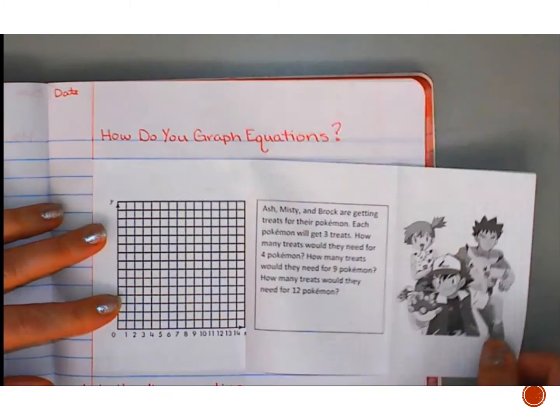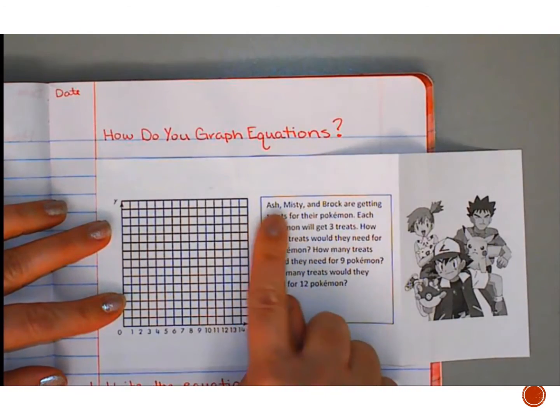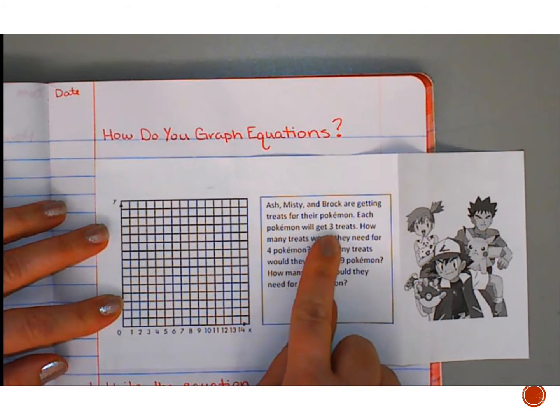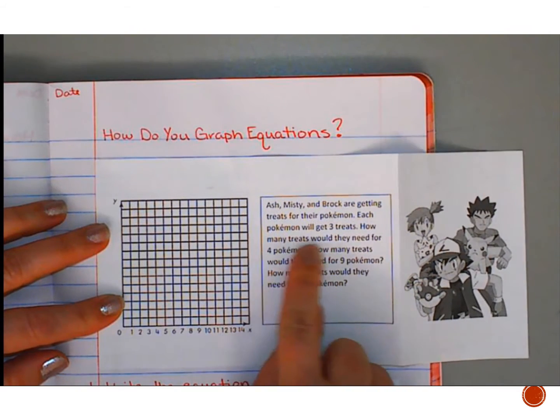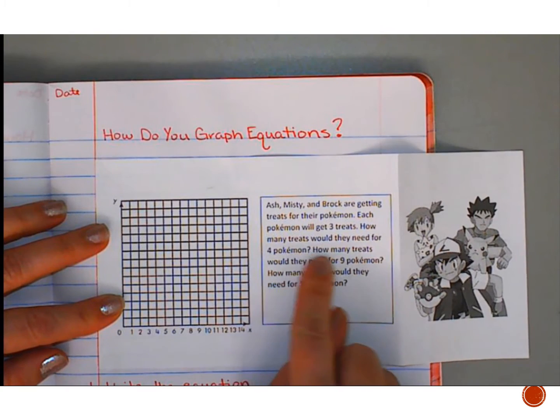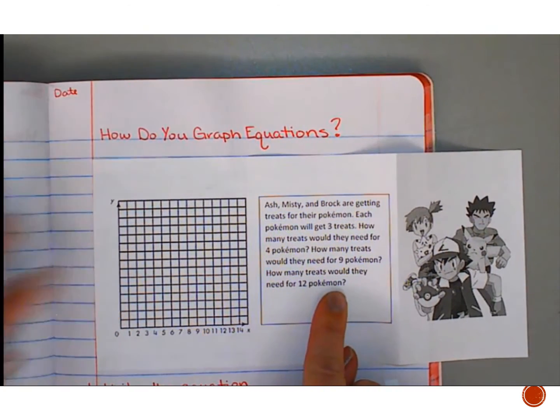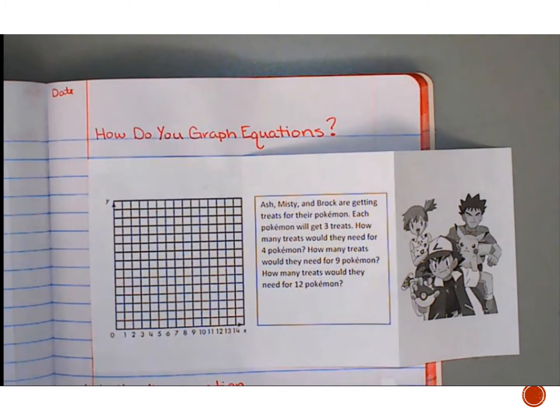So we're going to open this up and read our problem. Ash, Misty, and Brock are getting treats for their Pokemon. Each Pokemon will get 3 treats. How many treats would they need for 4 Pokemon? How many treats would they need for 9 Pokemon? How many treats would they need for 12 Pokemon? So we've got our problem.